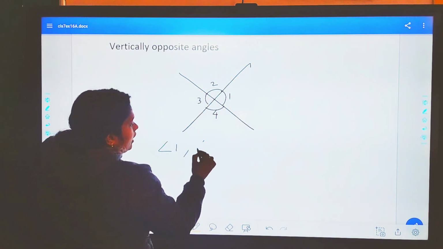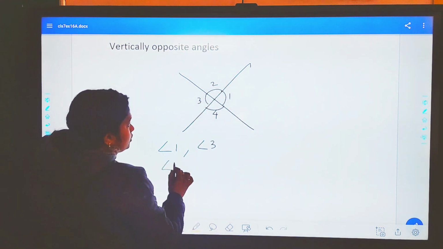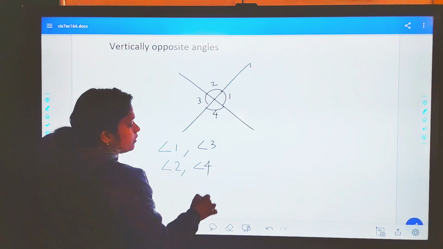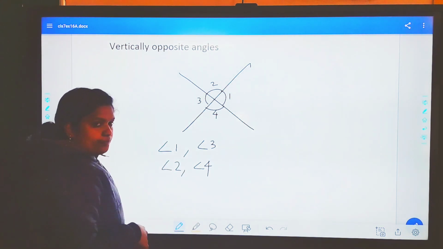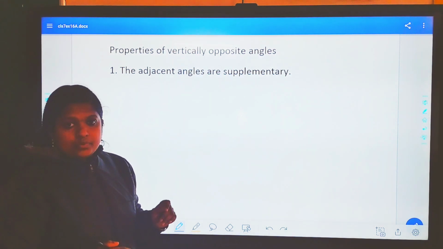Vertically opposite angle means angles 1 and 3 are the vertically opposite angles. Angle 1 and angle 3 are vertically opposite angles, and angle 2 and angle 4 are also vertically opposite angles. Now we are going to discuss the properties of vertically opposite angles.